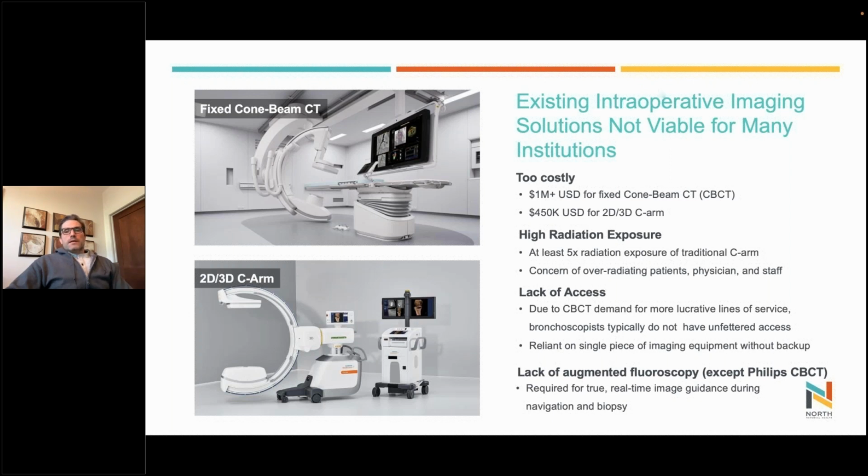It's this or nothing. And despite them having improved imaging quality, you're still not having what we call augmented fluoroscopy, meaning that as you're navigating to the lesion and as you're actually biopsying the lesion, they're not truly confirming that you're in the lesion with any sort of real-time imaging guidance.